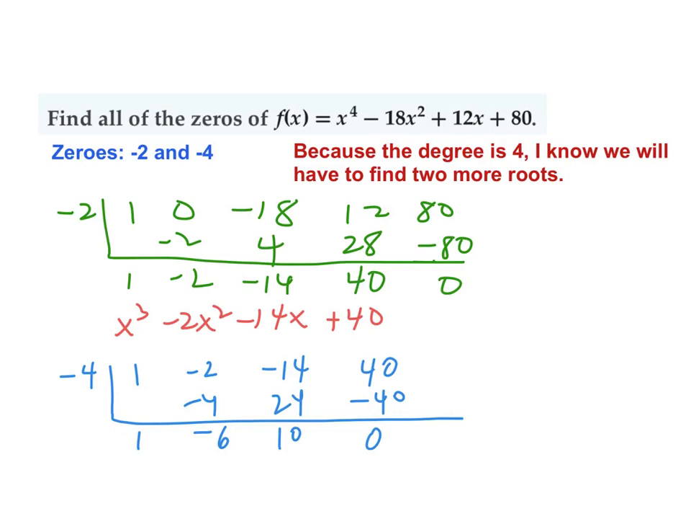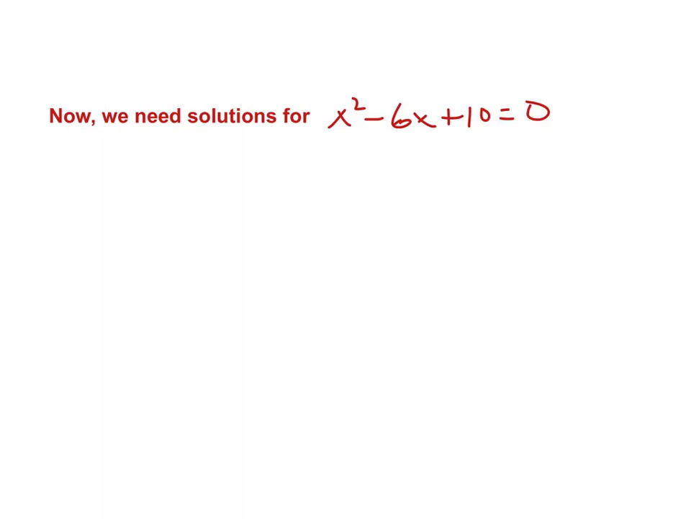Okay, now here's what we're trying to do. We used the 2 solutions that we knew to turn it into a new polynomial. Once we get the solutions for this quadratic, I will have all 4 solutions, because I have -2 and -4 already. I just need to find 2 more from this. So I just have to solve this quadratic. What do you think I should try first?